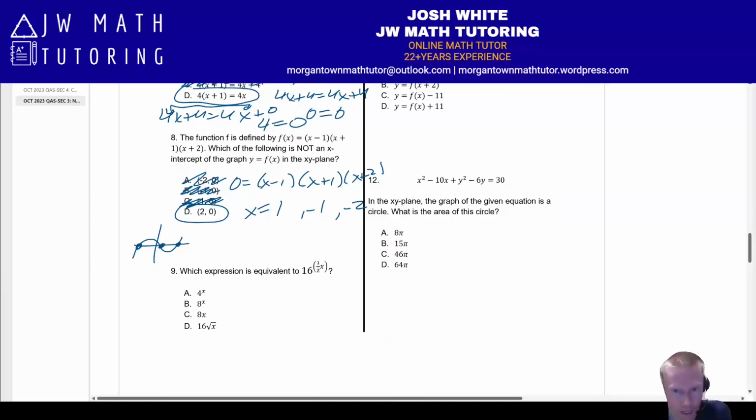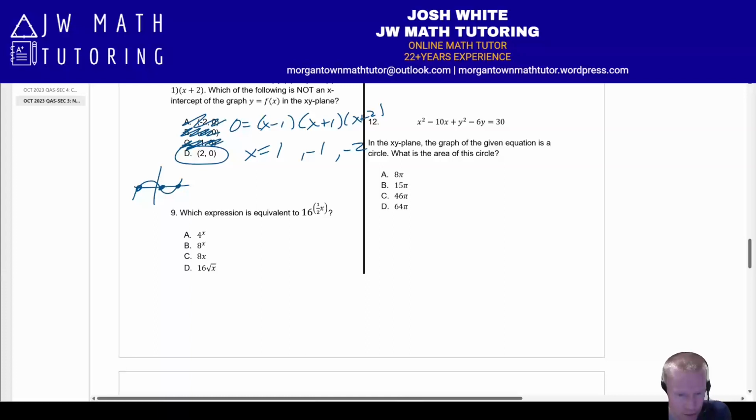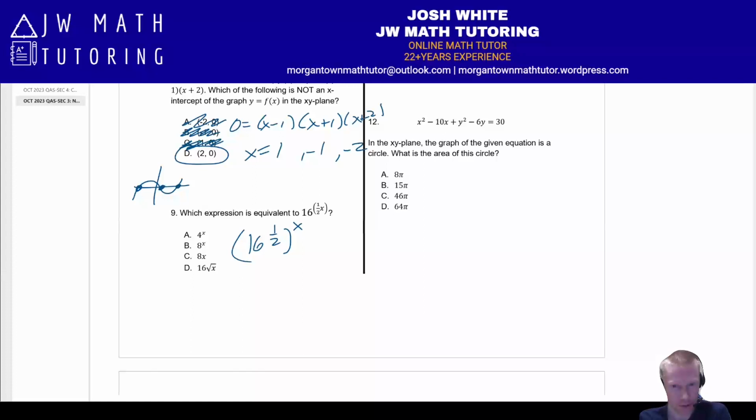All right, for number 9, there are multiple ways you could do this. If you're familiar with the rules of exponents, you can first rewrite this as 16 to the 1/2 to the x power. You can split up the 1/2 times x. 16 to the 1/2 is the same as the square root of 16. And the square root of 16 is, of course, just equal to 4. So this simplifies to 4 to the x.